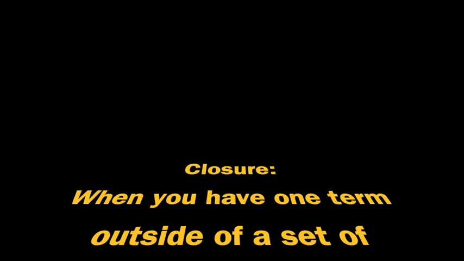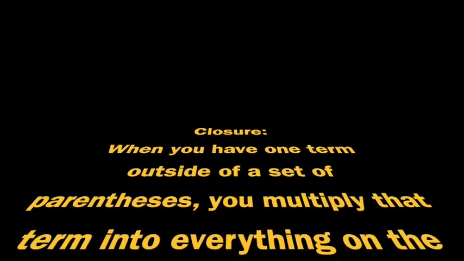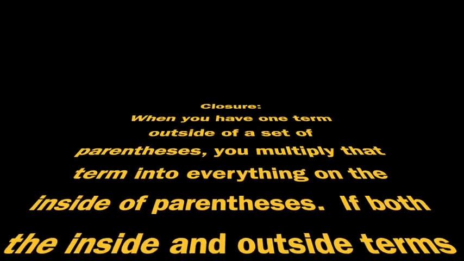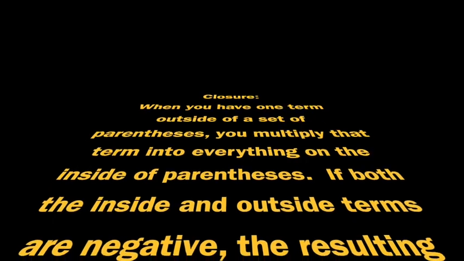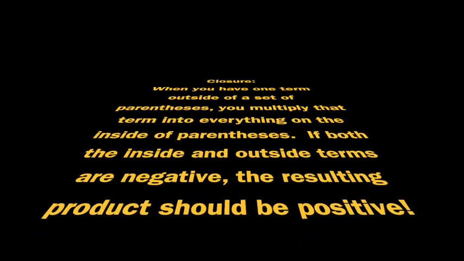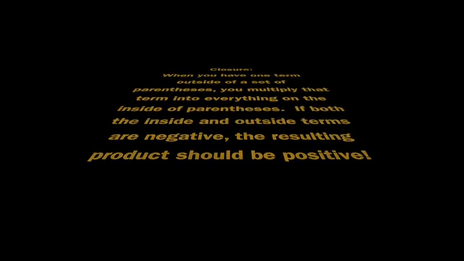A summary for this lesson would be when you have one term outside of a set of parentheses, you multiply that one term into everything on the inside of the parentheses. If both the inside and outside terms are negative, just make sure you realize that the resulting product should be positive. That confuses a lot of people. If you came away with any other important observations, make sure you write those down now too. Otherwise, this lesson's over.